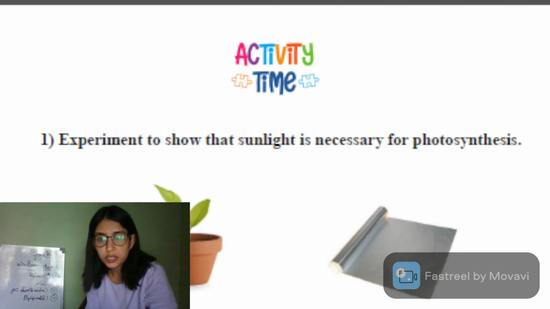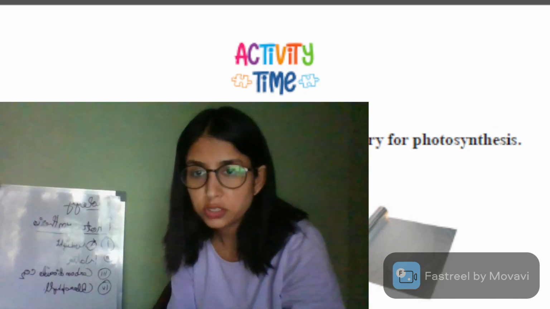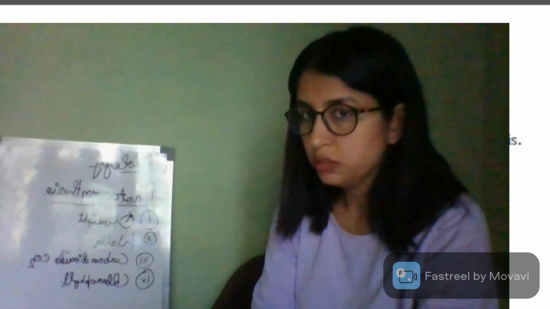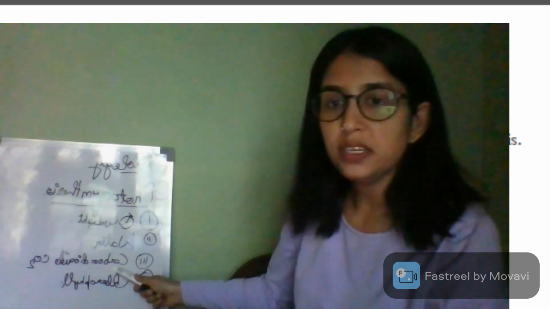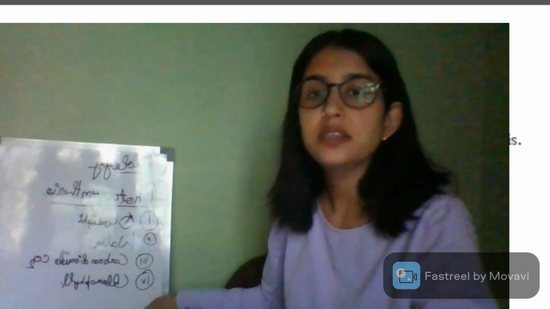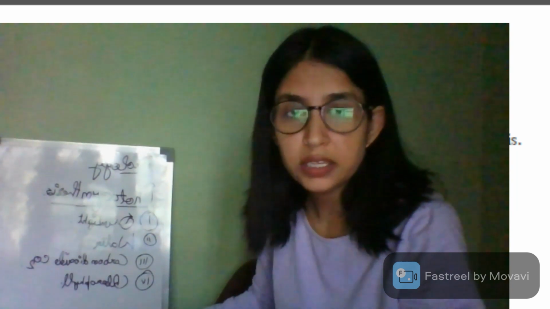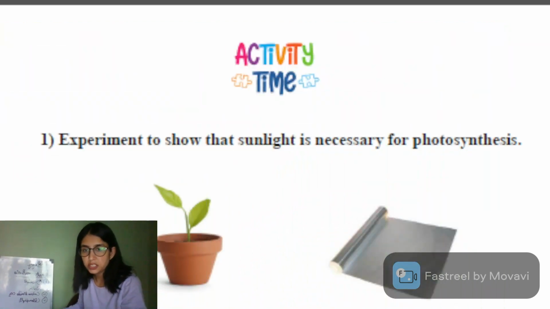So now we'll be doing an experiment. I hope you can see what was written on the screen. I'll just zoom it for you to see. Yes. So the first one was sunlight, then there is water, then carbon dioxide, and lastly there is chlorophyll. That is the green pigment that is present in plants basically. So again we'll be discussing the experiments which are conducted to show what things are necessary for photosynthesis and how it will be proven that sunlight is necessary for photosynthesis, right?